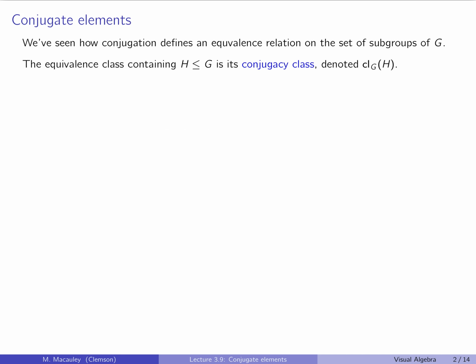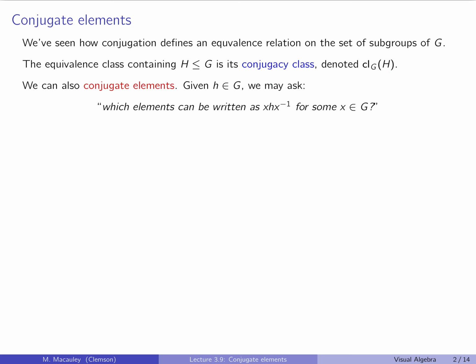We've seen how conjugation defines an equivalence relation on the set of subgroups of G. The equivalence class containing a subgroup H is called its conjugacy class, denoted Cl_G(H). We can also conjugate elements. Given an arbitrary element little h in G, we may ask which elements can be written as x h x inverse for some x in G.